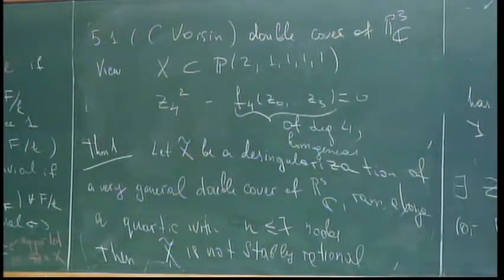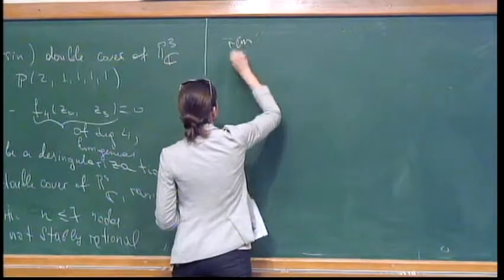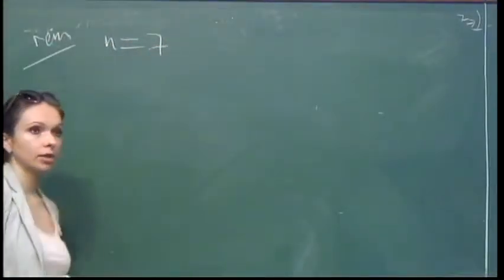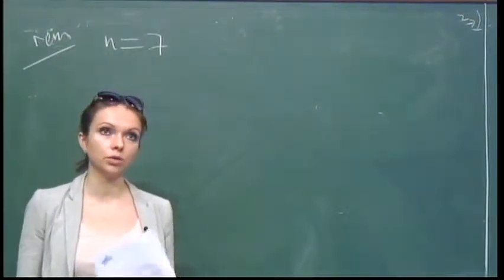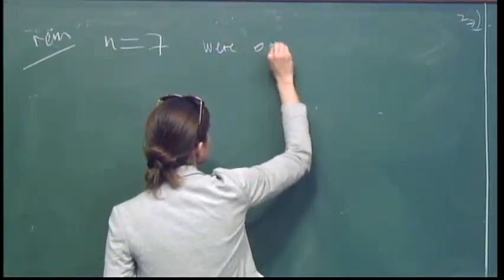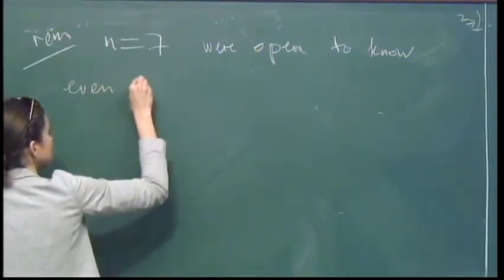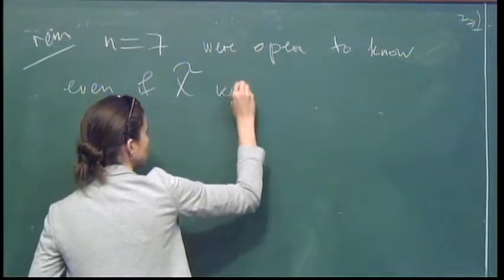Just let me make a remark. The remark is that when we have 7 nodes, then before her work, it was not even known whether such a variety was rational or not. It was open to know even whether X tilde was non-rational.